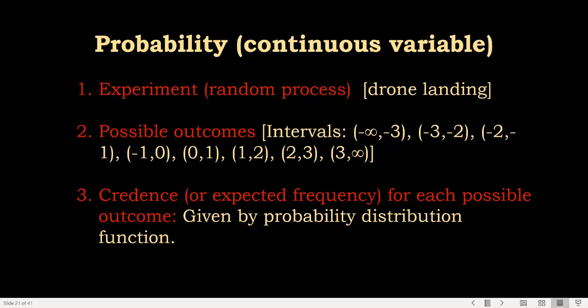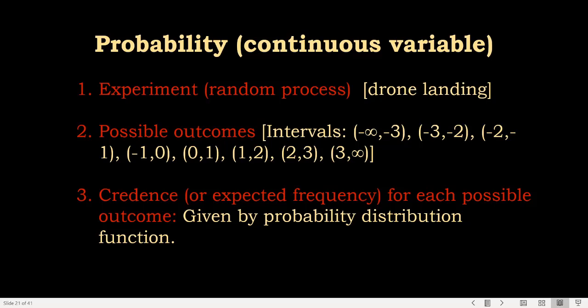We still have the same elements. The first one is the experiment, a random process. The binary outcome of tossing a coin or the six possibilities in rolling a die don't work very well as metaphors to understand probability distributions for continuous variables. I developed a metaphor called the drone delivery metaphor. The experiment in the drone delivery metaphor is one drone landing. I will go into this in a minute.